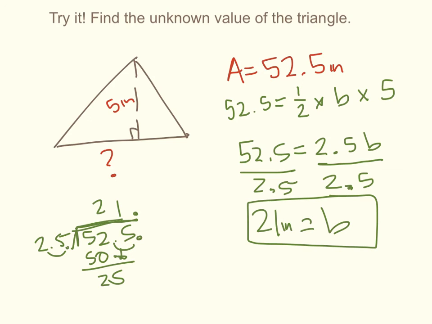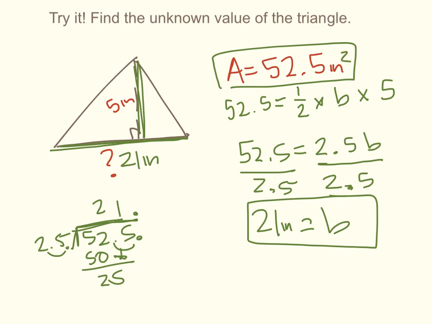Now because it's not the area, we do not square this. This is just 21 inches, meaning that this line right here would be 21 inches if this one was 5 inches and the area was 52.5 inches squared. Okay? Hopefully you got that one right.